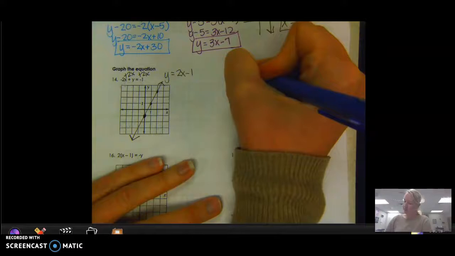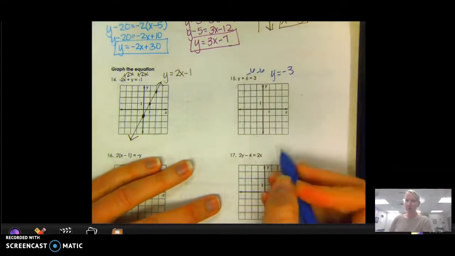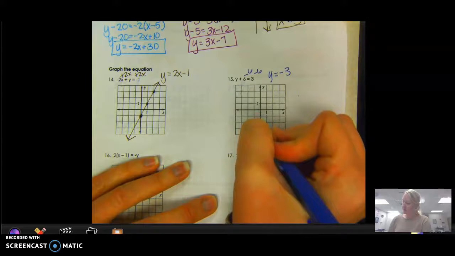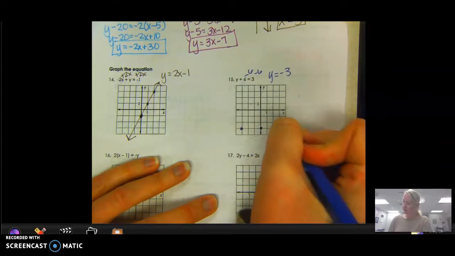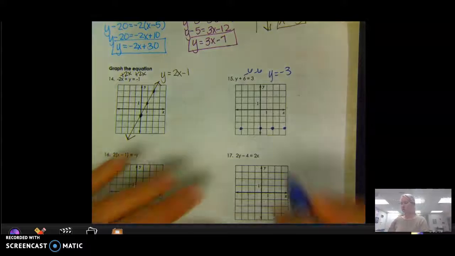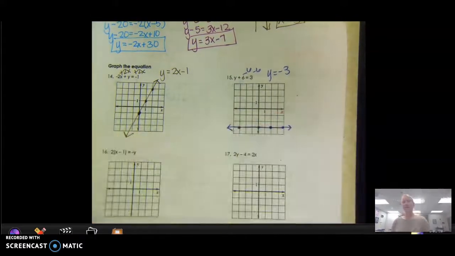Next one, get y by itself, so I'm going to subtract 6. I get y equals -3. I'm going to go to where y does equal -3, which is right here. But y also equals -3 here, and -3 here, and -3 here. And that's how I know that it's a horizontal line. So it's just this line right here. Connect throughout the entire graph and put arrows on.